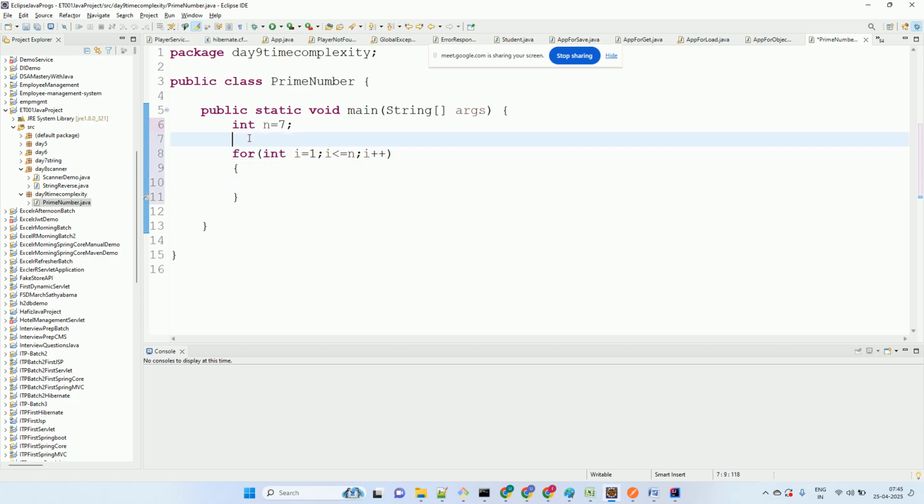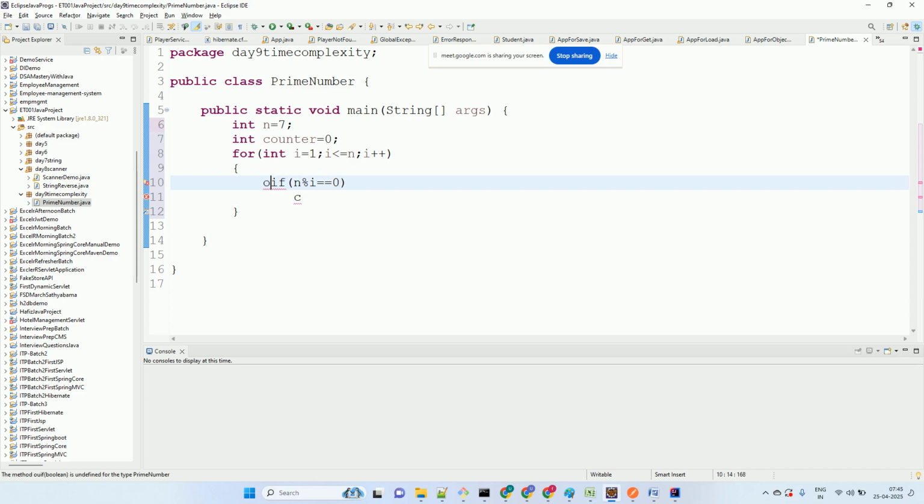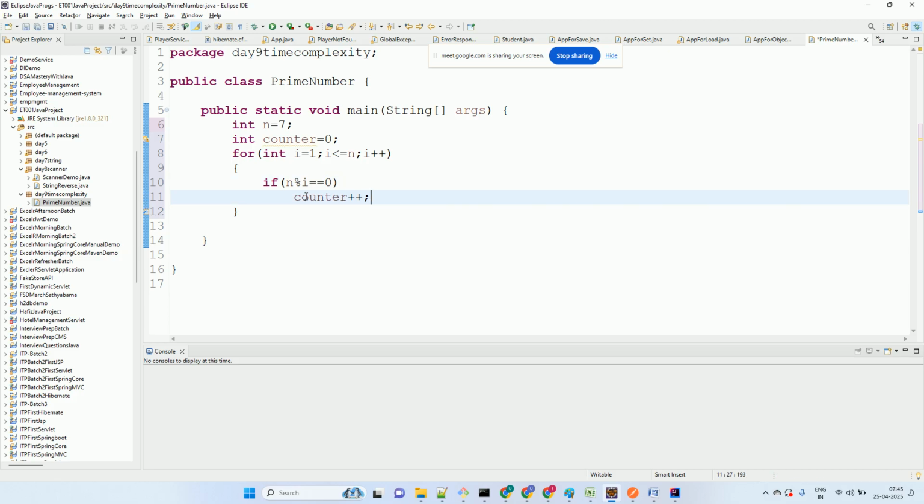Now I also need a counter variable, correct? And then what will I check? If 7 mod 1, 7 mod 2, 7 mod 3, means if n mod i gives me a remainder of 0, what will I do? I'll do counter plus plus. Now, as there is only one single statement in this, you can skip the parentheses.